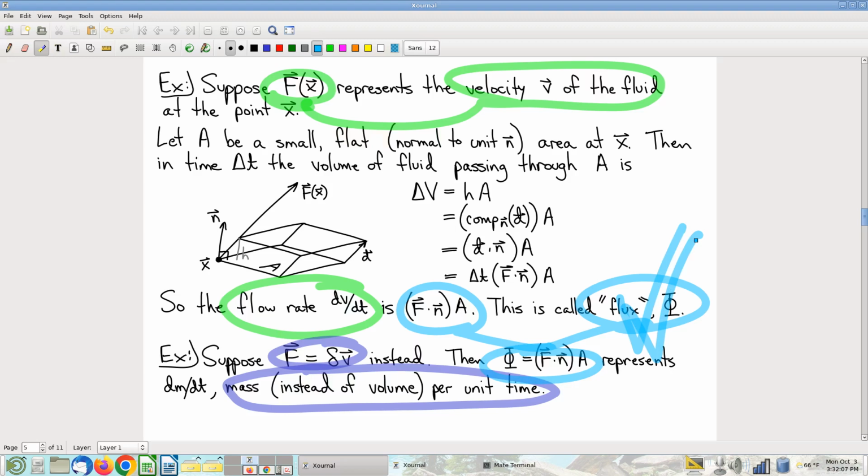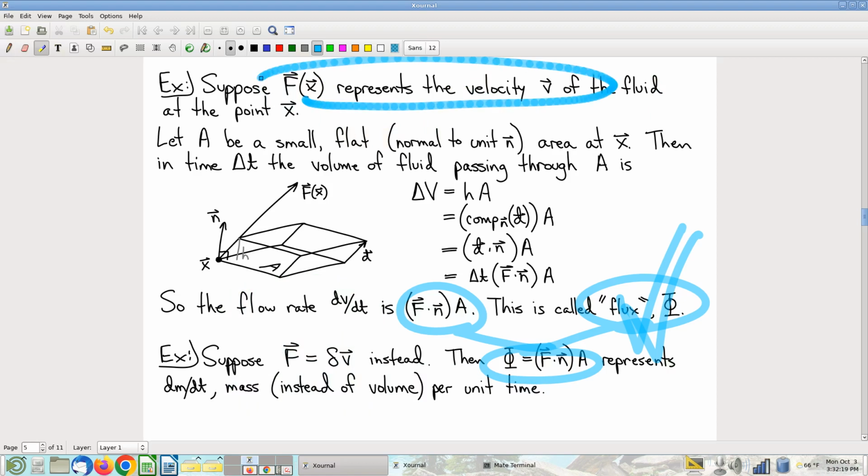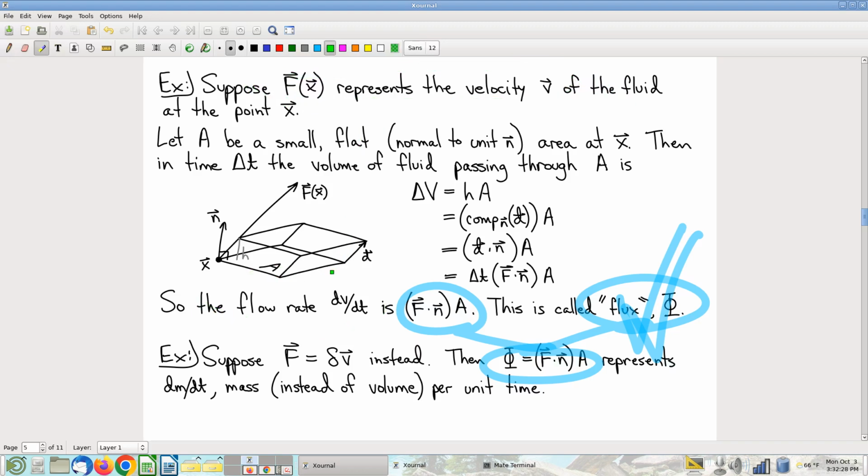We're going to find ourselves very often throughout the rest of this course interested in flux. Why are we interested in flux? It depends on the context. If your vector field represents the velocity, then you're interested in flux because it tells you volume per unit time. Or if your vector field represents this instead, then it gives you mass per unit time. Either way, flux is the answer to the question. Okay. All right.